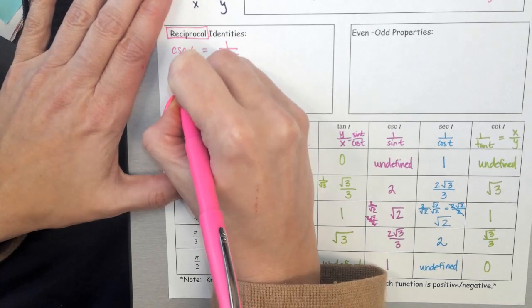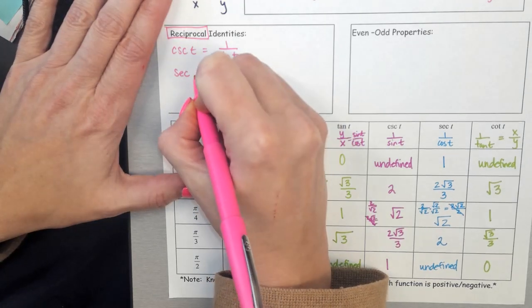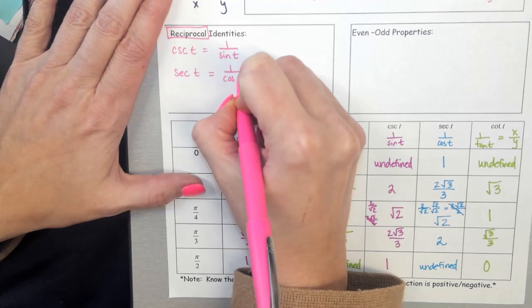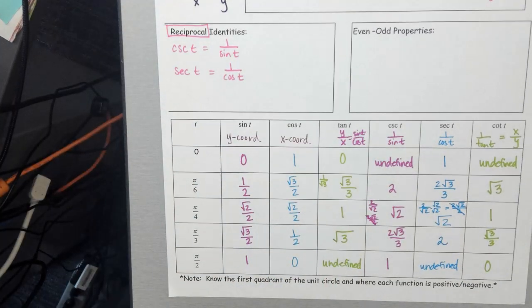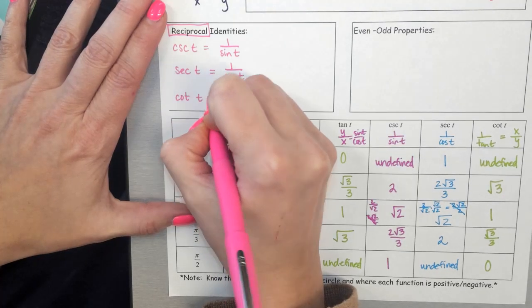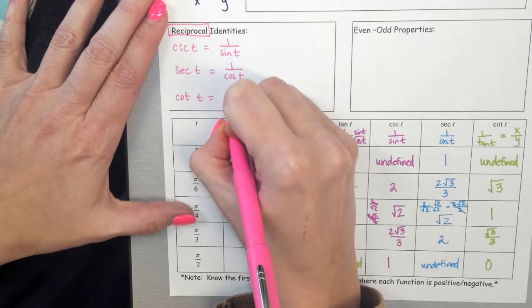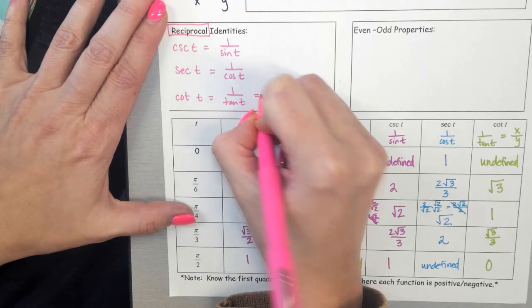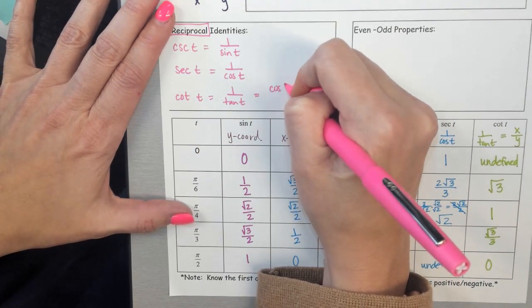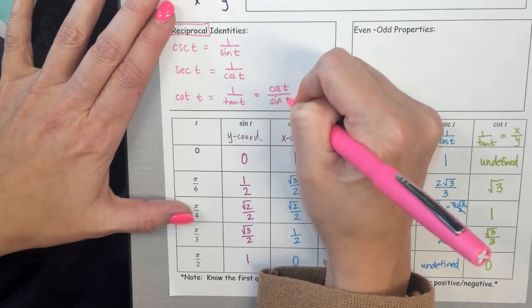Okay, the reciprocal identities that you have to know are the cosecant is 1 over the sine. I always try to remember that if it starts with a C, the reciprocal has the S in it. Okay, and then the reciprocal of secant is 1 over the cosine. And when we're working with cotangent, we can think of this as 1 over the tangent, or we can think of this as your cosine over your sine.